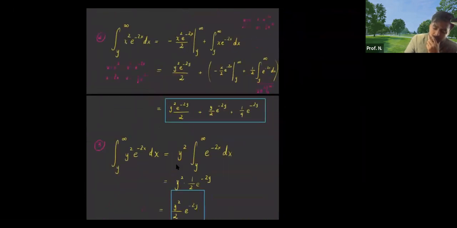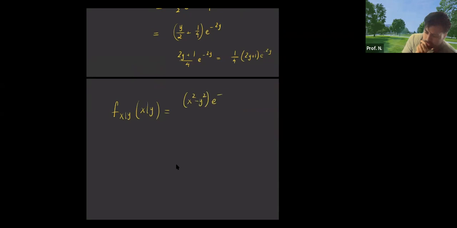So our final answer, f of x given y, x given y, is equal to x squared minus y squared e to negative 2x, and you're dividing this by a fourth (2y plus 1) e to negative 2y.